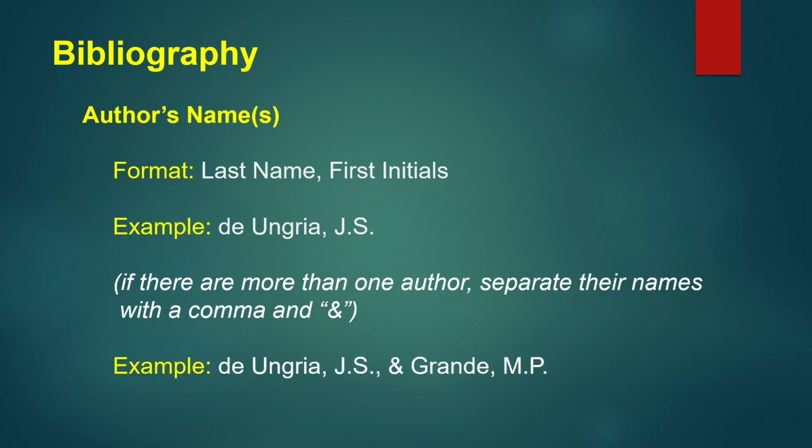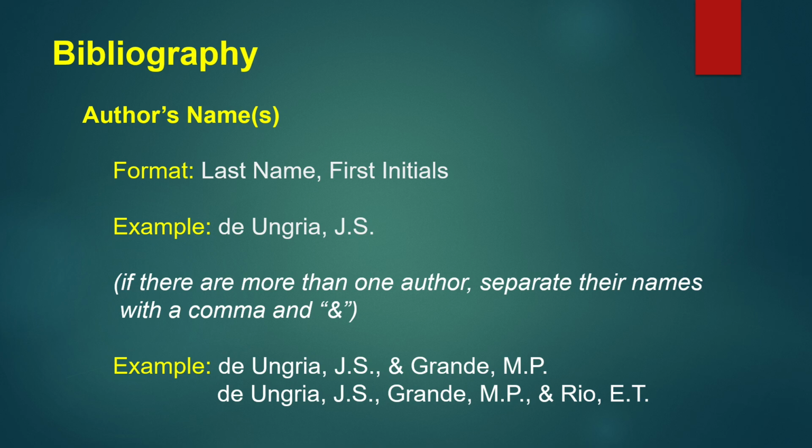Now for resources that are authored by more than two individuals, just follow the same format as the two-authored resources, but do not forget to use a comma and ampersand before the last name. Assuming that the third author is named Elena T. Rio, then it should look in the bibliography as de Ungria, J.S., Grande, M.P., & Rio, E.T. Finally, if there is no available information about the author, use the title of the resource instead in replacement of the author's name.